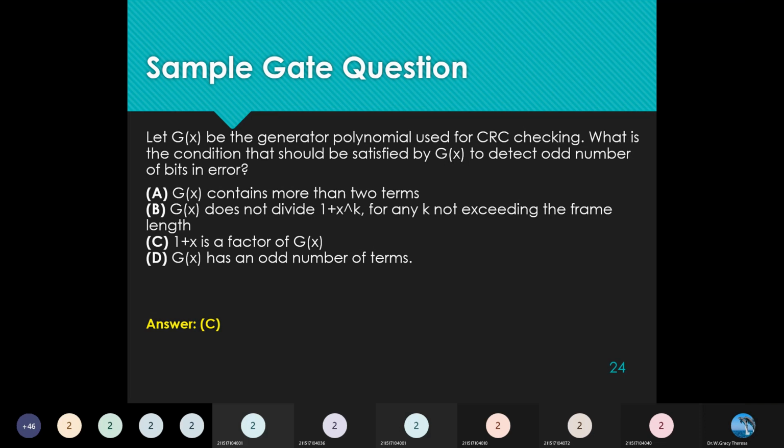Normally we know that 1 plus x is a factor of g of x. This is a general fact that we all know. So the answer for this question is option 3: 1 plus x is a factor of g of x, and it has been proved.